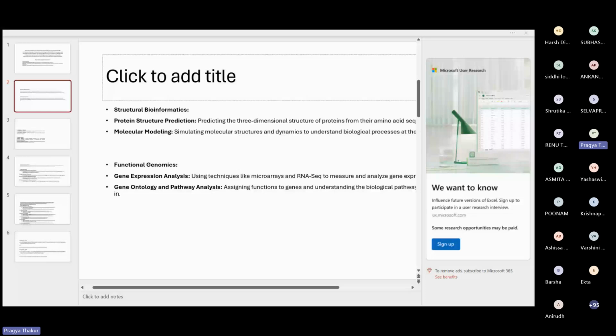Then there is data management and integration. Database development, data mining, and machine learning are also parts of it.